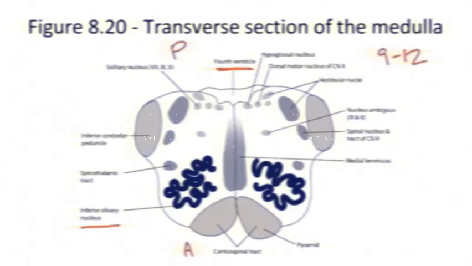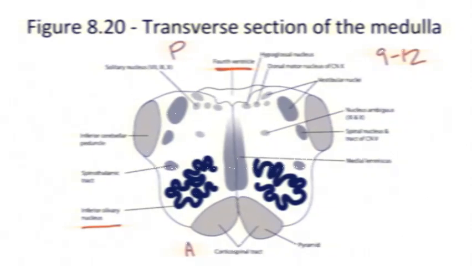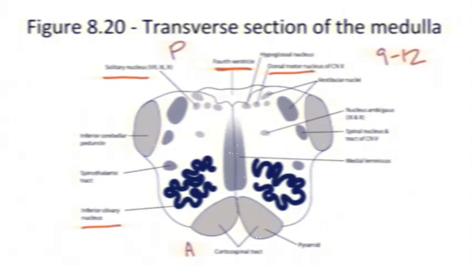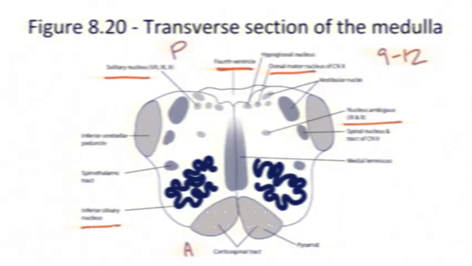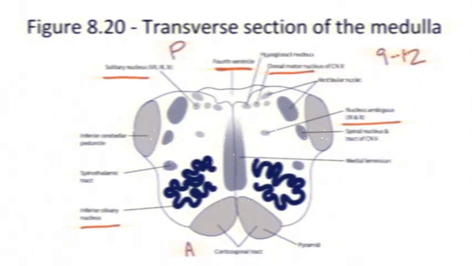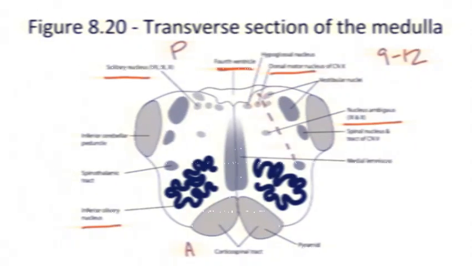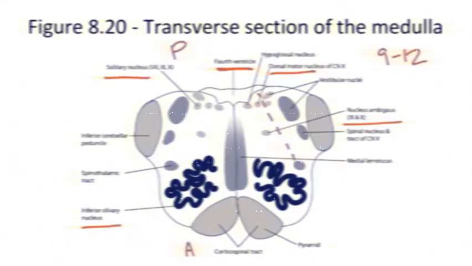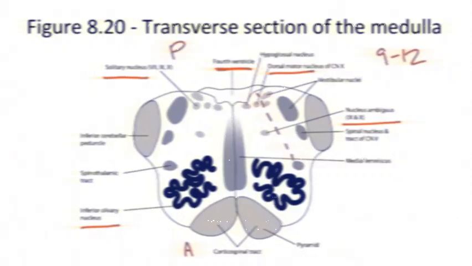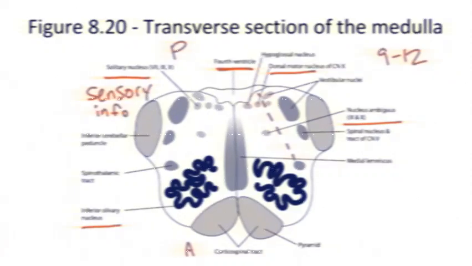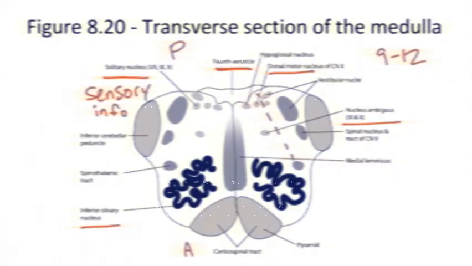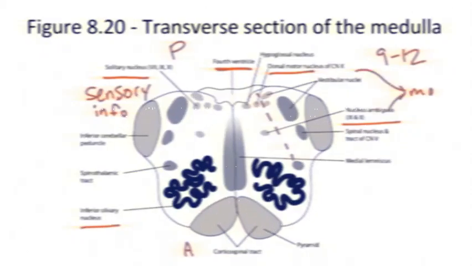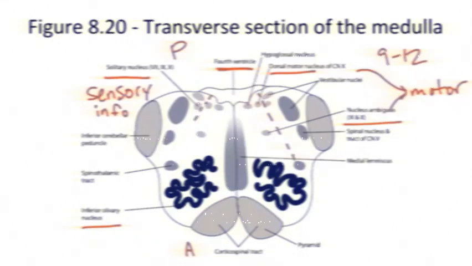Again, I'm not going to cover all the nuclei in this image, but notice the solitary nucleus, the dorsal motor nucleus, and the nucleus ambiguus. Remember that the sulcus limitans is about right here, which means any nuclei lateral to this point are sensory nuclei. Using this trick, we can easily deduce that the solitary nucleus must be involved in processing sensory information, as we just discussed, and also that the nucleus ambiguus and dorsal motor nucleus must be involved in processing motor information. So motor. And the sulcus limitans is about right here.